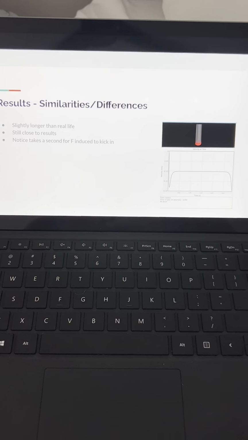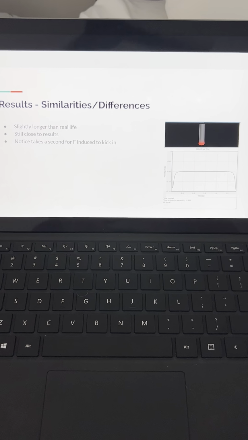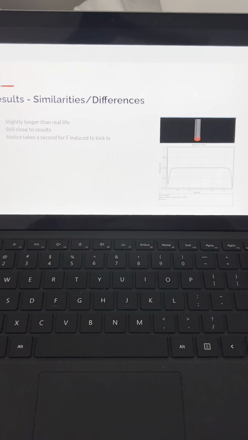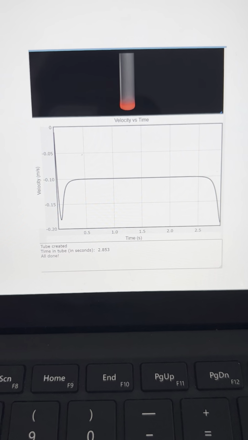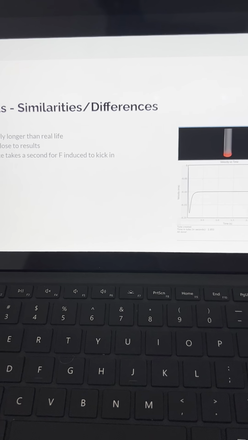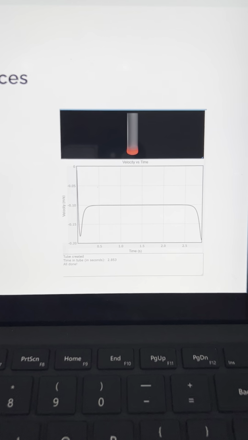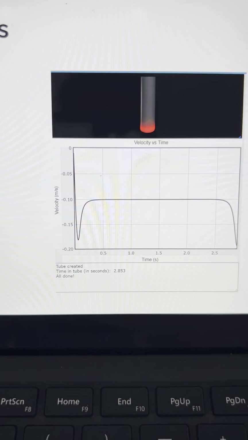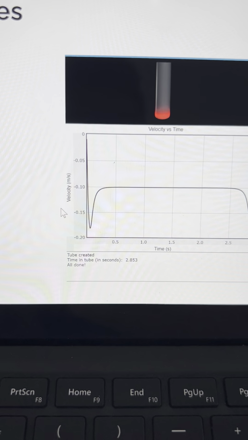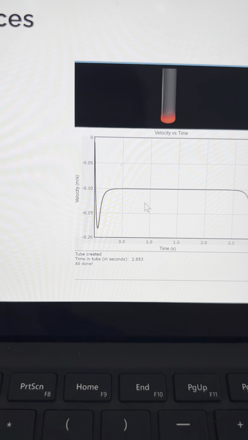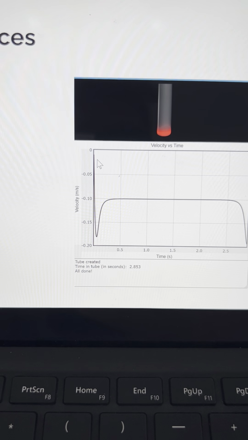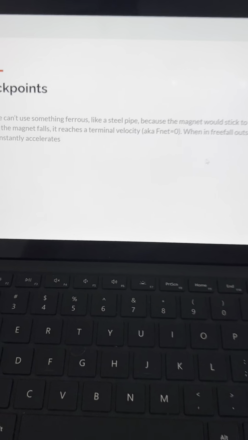So these were our results. It took 2.9 seconds roughly, slightly longer than real life. You can see the graph over here. Still pretty close though. And if you notice the graph, you can see the speed increasing rapidly at first, but then leveling off into a constant speed. Yeah, we'll talk about that later.